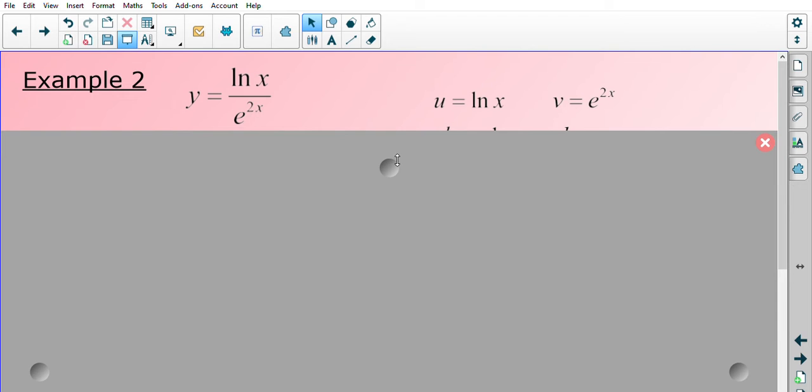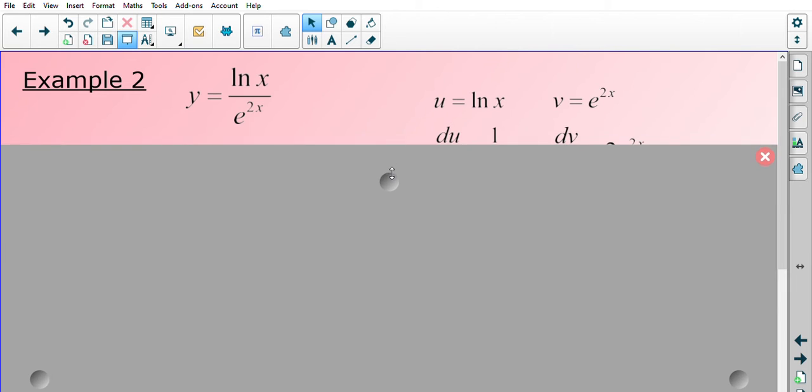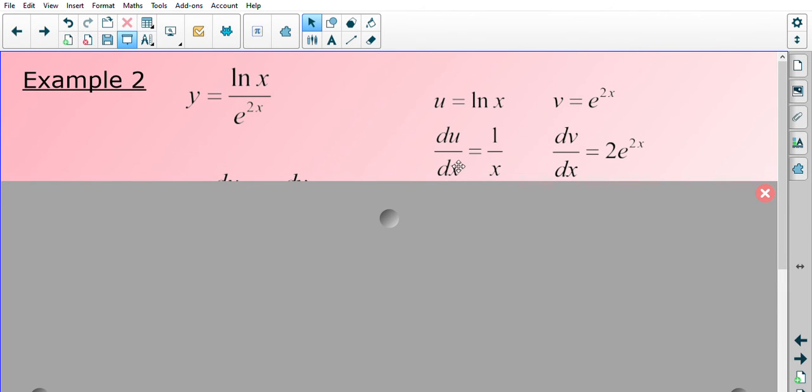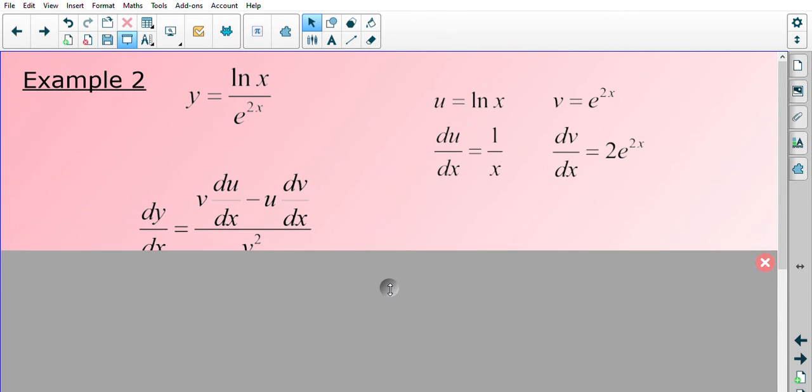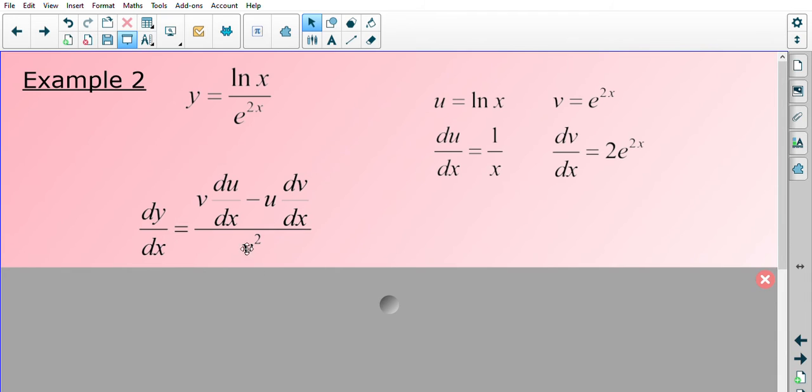If I differentiate log of x, my rule says I get 1 over x, so du by dx is 1 over x. If I differentiate e to the 2x, and if you've watched my exponential video, we get the same exponential back, but I need to multiply by the differential of 2x. The differential of 2x is 2, so it's 2e to the 2x. That's my du by dx and my dv by dx. So I then go straight to my quotient rule formula, remembering I've got a v squared to divide by.